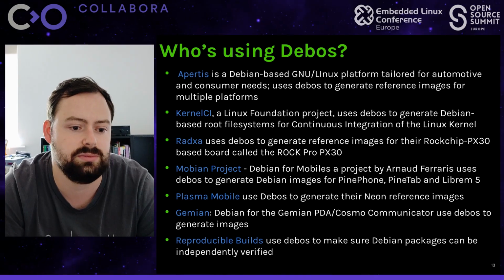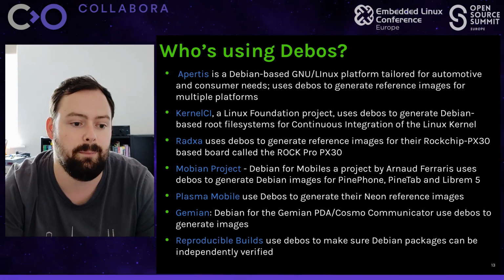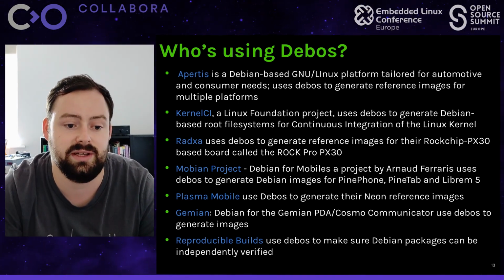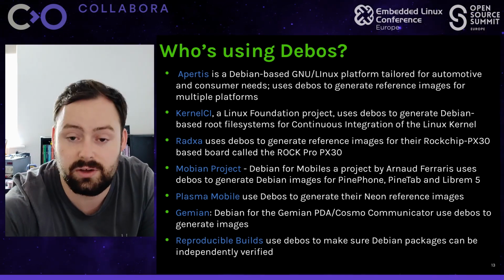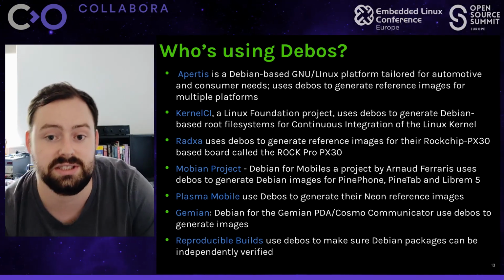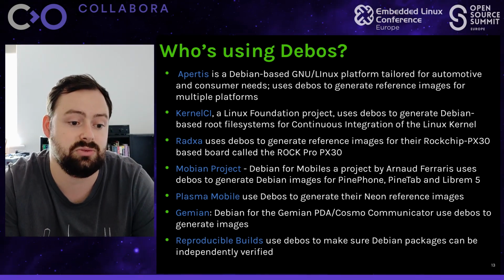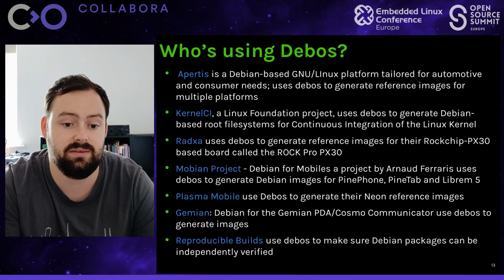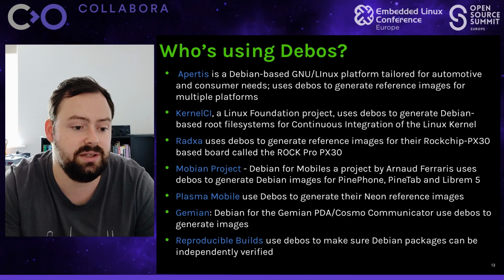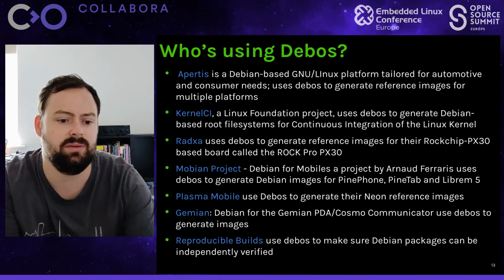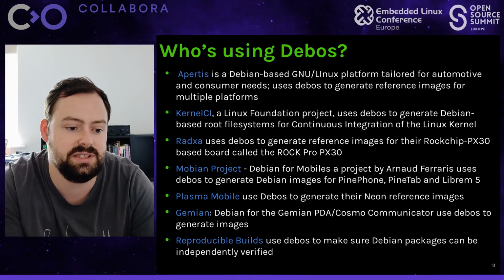The Mobian project, which is Debian for mobiles, is a project by one of my colleagues, Arnaud Ferraris, that uses Debos to generate images for PinePhone, PineTab, and the Librem 5 phones. And I've heard there's quite a lot of interest in Mobian recently, so that's definitely a project to check out. Plasma Mobile, my KDE project, they use Debos to generate reference images for their Neon platform. Gemian, I hope I'm pronouncing that again right, is Debian for the PDA Cosmo Communicator. They use Debos to generate images.